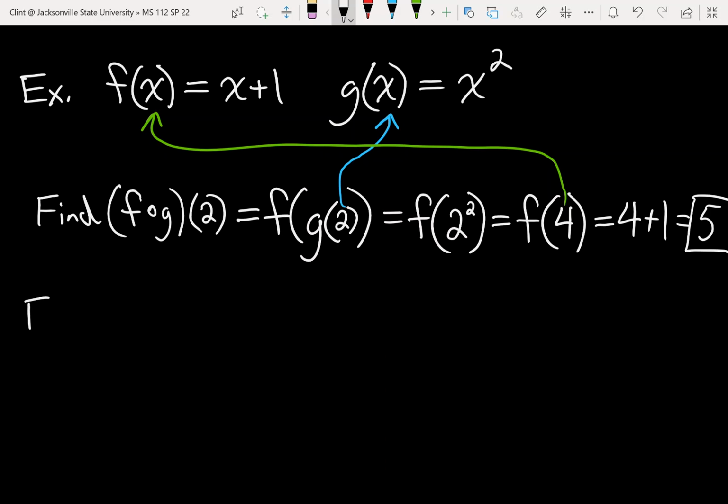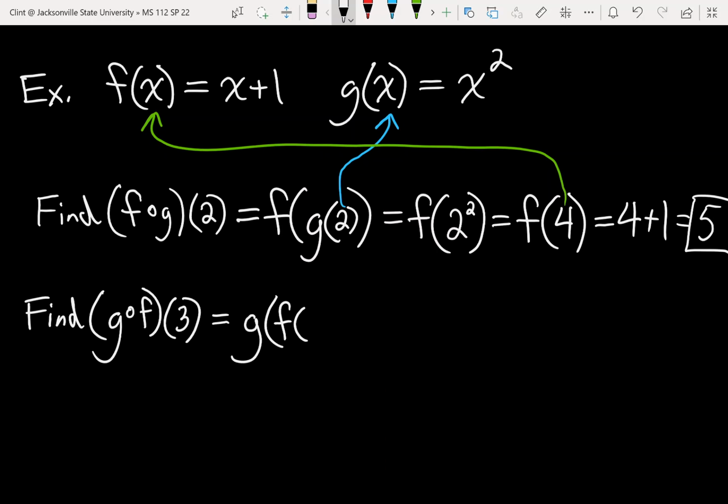What if it said this? Well, if we want G composed with F of 3. So the G and the F are switched around this time. Which one's going to go on the inside, F or G? F's going to go on the inside. So for this one, we would want to find G of F of 3.